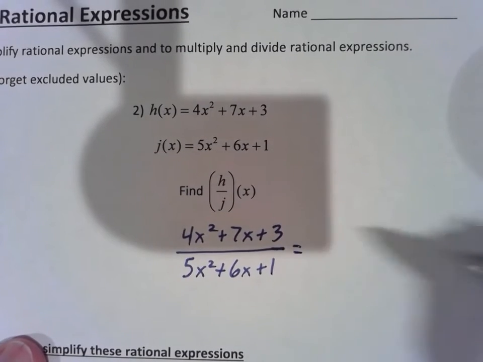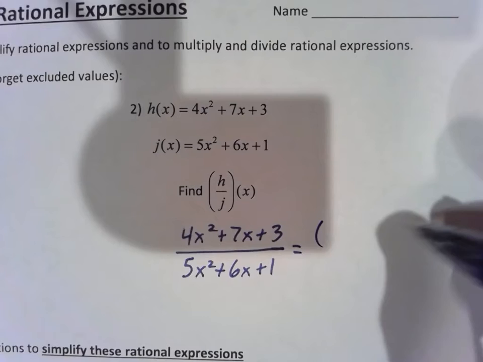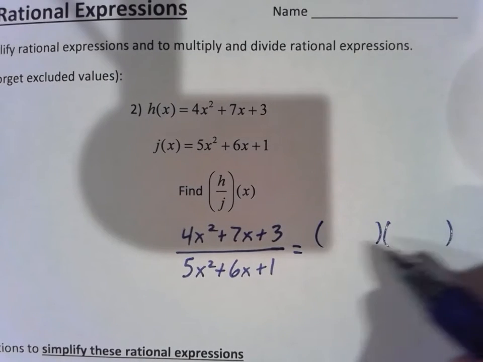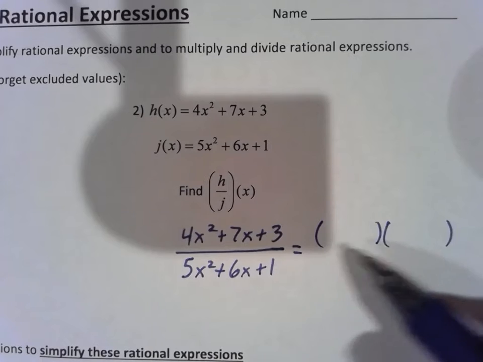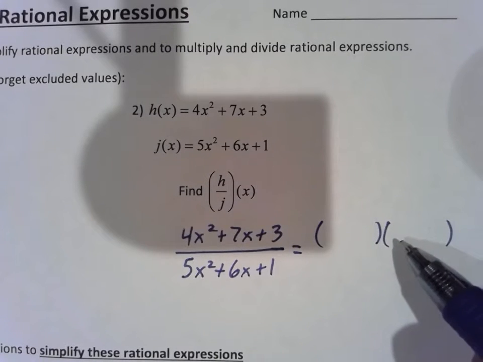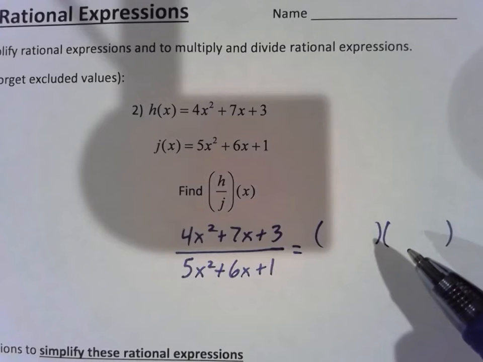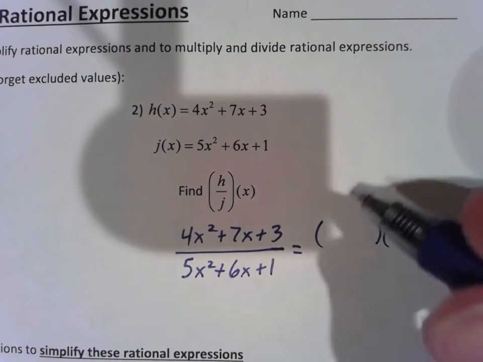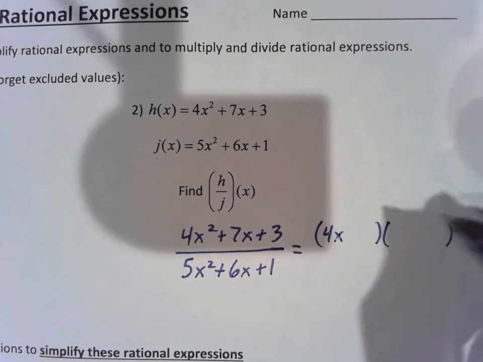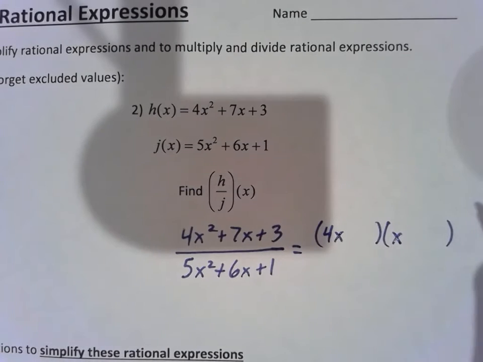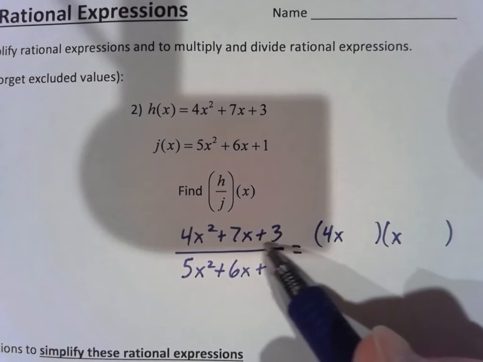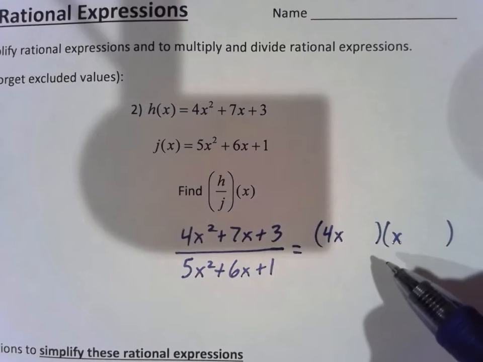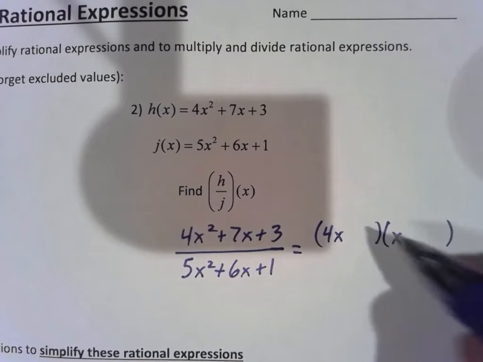So to factor the top, the first two terms have to multiply together to get 4x squared. So that means it's either 4x and 1x or 2x and 2x. I think 4x and 1x is more likely. Then the last two numbers have to multiply together to get the last term, 3. So 1 times 3 are the only options.